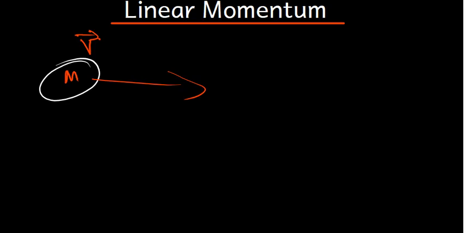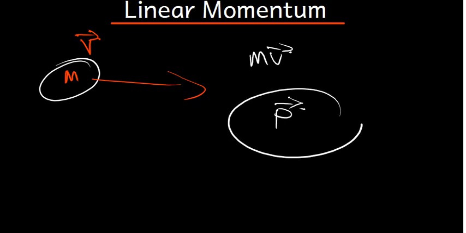Okay? So, when something is moving and that object has mass and velocity, then we have what we call the momentum. Momentum can be defined as the product of mass and velocity. This momentum is represented by the symbol P. Momentum is a vector. It can be negative or positive.